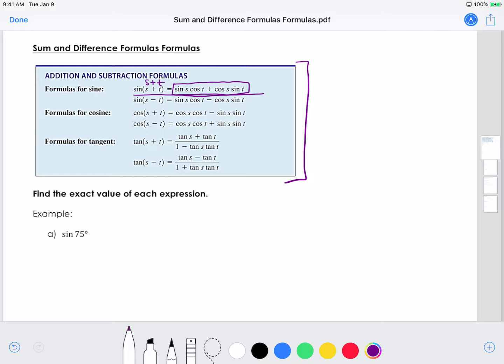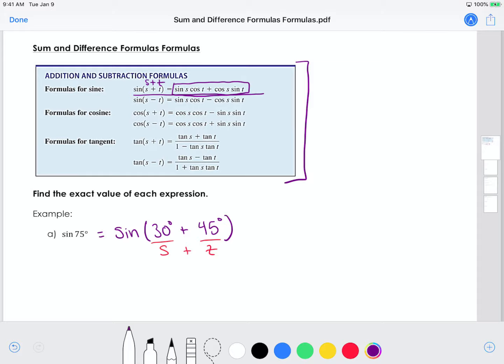In example A, we have the sine of 75. If I want to find the exact value of the sine of 75, I don't have that derived on my unit circle. But I can break it up into angles that we are familiar with. So I'm going to rewrite sine of 75 as the sine of 30 degrees plus 45 degrees. These we do know, and we do have those on our unit circle. Now I can think of this as my S, and this is my T, and I can rewrite this using the formula above.